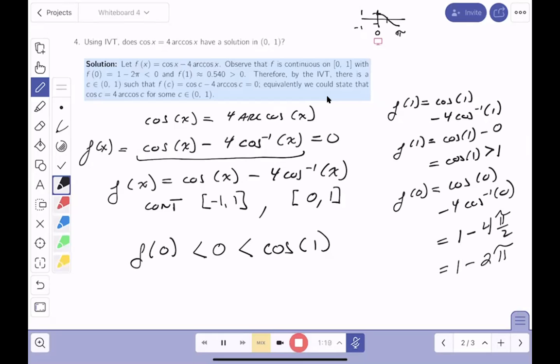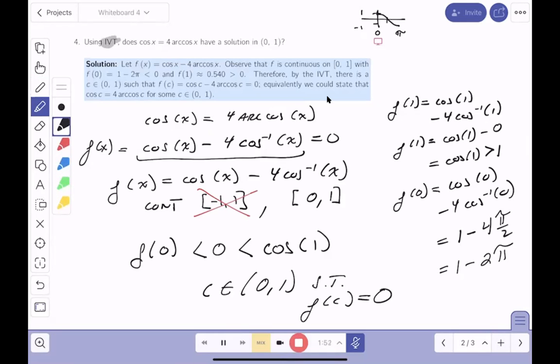So I'm going to cross this out. I'm going to stick with the 0 and 1. All right. So what did I do? I wrote a function down. I'm looking for when it takes on a 0. And I found it. What did I find? I found there's going to be a c on the open interval between 0 and 1 such that f of c would equal 0. And what are we using? The IVT. All right. And we just showed it has a solution between 0 and 1.